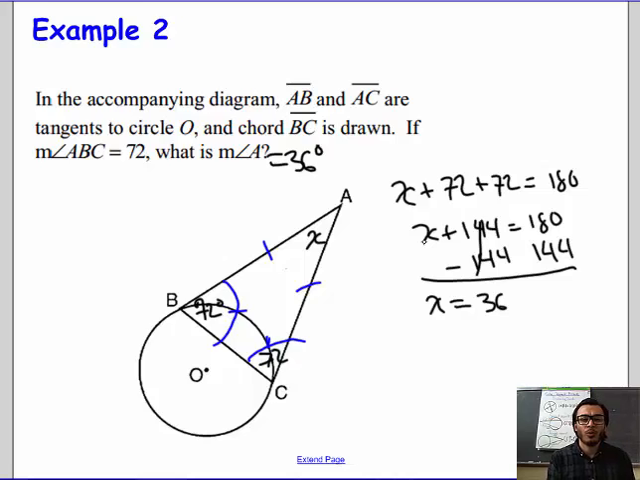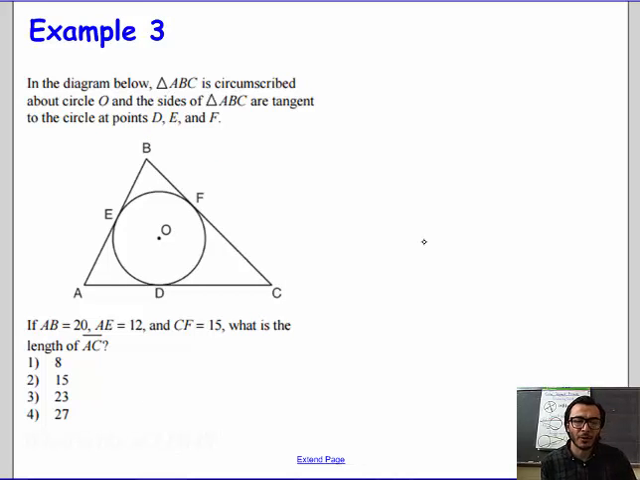Let's try another one where we got to use the hat theorem. Now this one doesn't look like the hat theorem right away, but you'll see that it is the hat theorem in a second. It says in the diagram below, triangle ABC is circumscribed about circle O, and the sides of triangle ABC are tangent to the circle at points D, E, and F. If AB equals 20, AE equals 12, and CF equals 15, what's the length of AC?